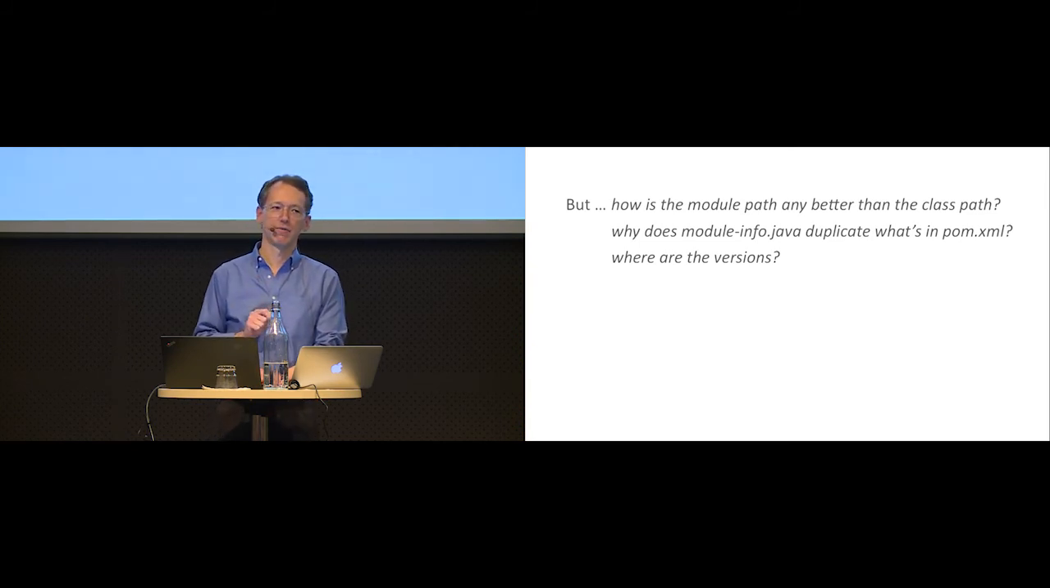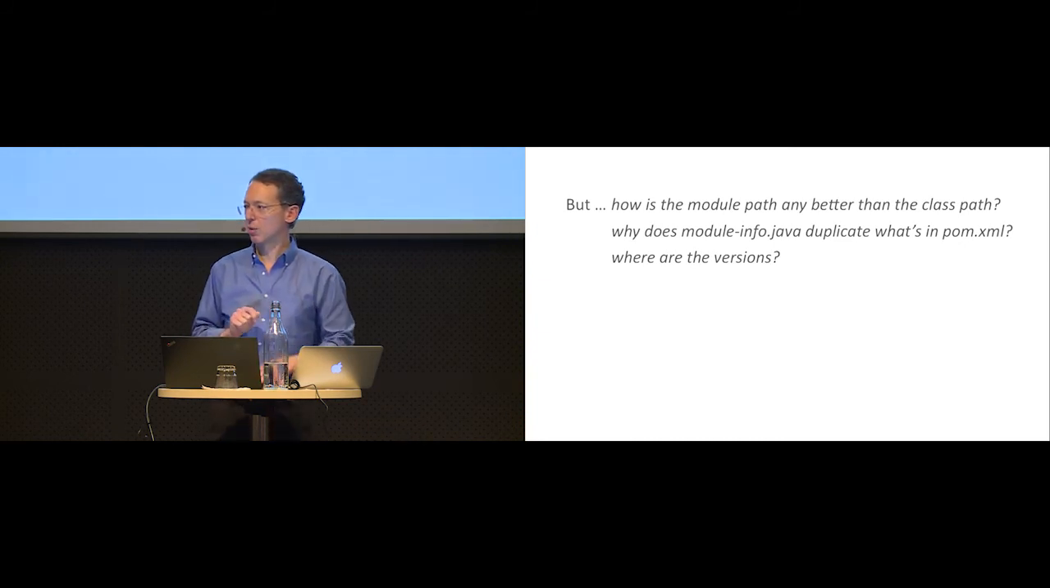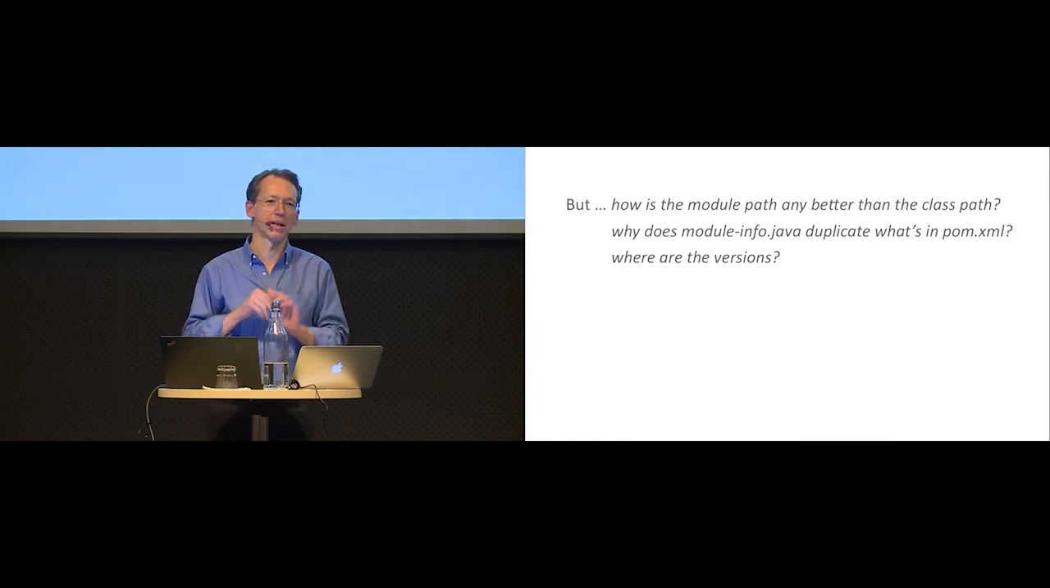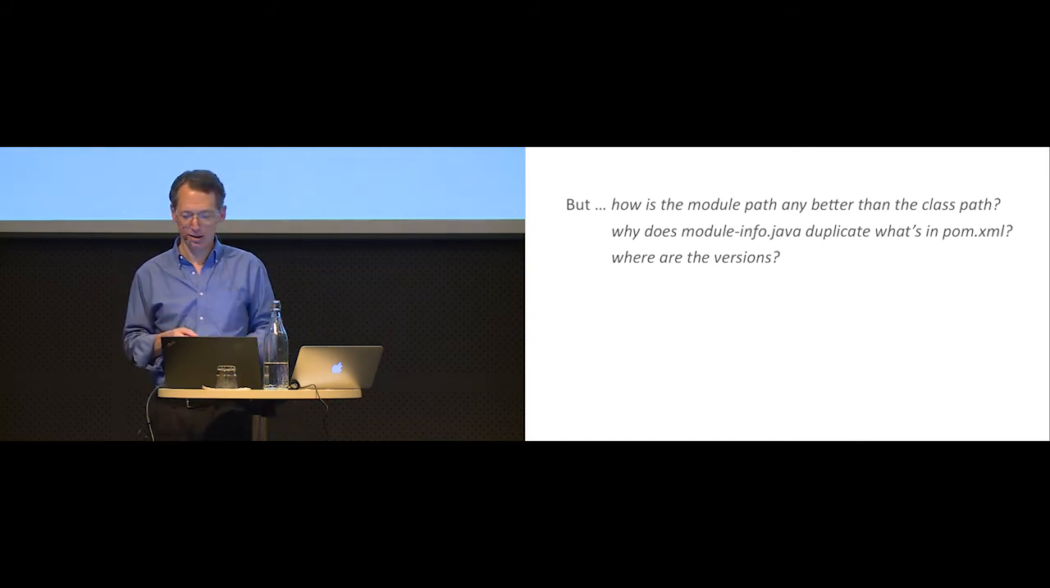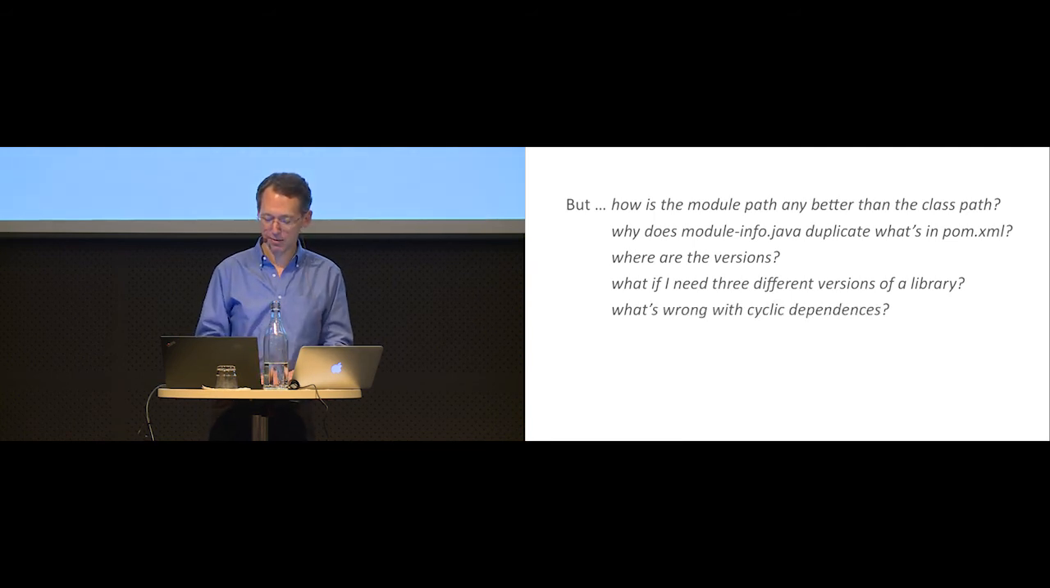There is an advanced feature in the module system called layers, such that if you are willing to write a bit of code, you can actually load different versions of modules of the same name in the runtime system, and they will relate to each other in sensible ways, unless you do something wrong. I just answered that one, didn't I? What if I need 3 different versions of the library? Use layers. What's wrong with cyclic dependences? I already answered that one.